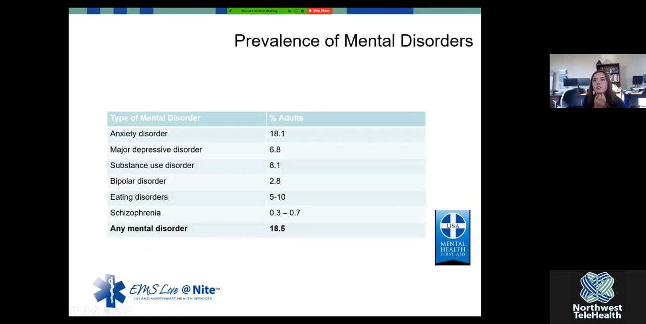So here's a chart. We've got the type of mental health disorder and then the percentage of adults here. So anxiety disorder, we've got 18.1% of adults have an anxiety disorder, which is a fairly large amount, almost 1 in 5. And then we've got substance use disorder. Great, someone brought that up. Major depressive disorder. And then schizophrenia is way down here. It is 0.3 to 0.7%, which is very small compared to the others.